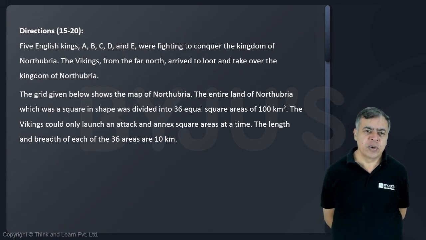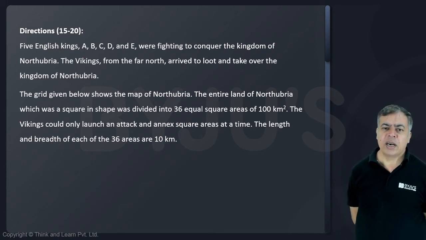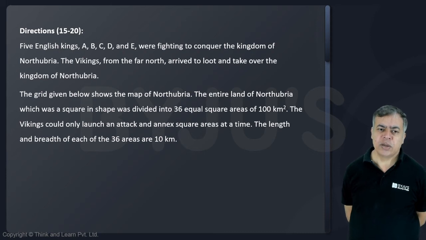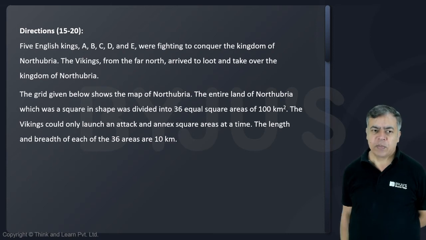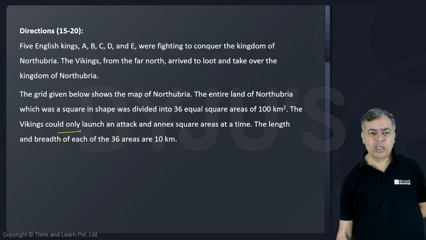The Vikings from the far north arrived to loot and take over the kingdom of N. The grid given below shows the map of N. The entire land of N, which was a square in shape, was divided into 36 equal square areas of 100 kilometers square. The Vikings could only launch an attack and annex square areas at a time. Okay, this is important: whenever they launch an attack, that has to be a square area.